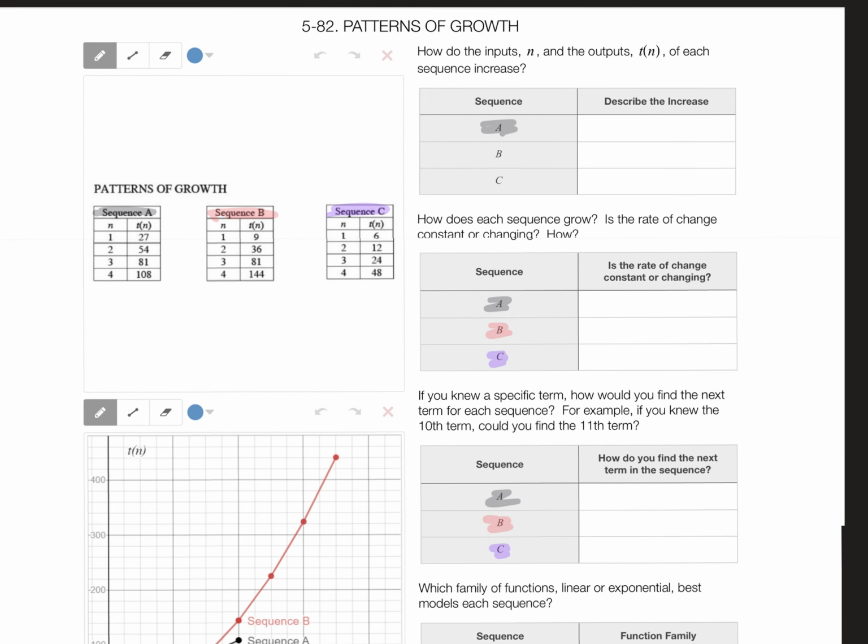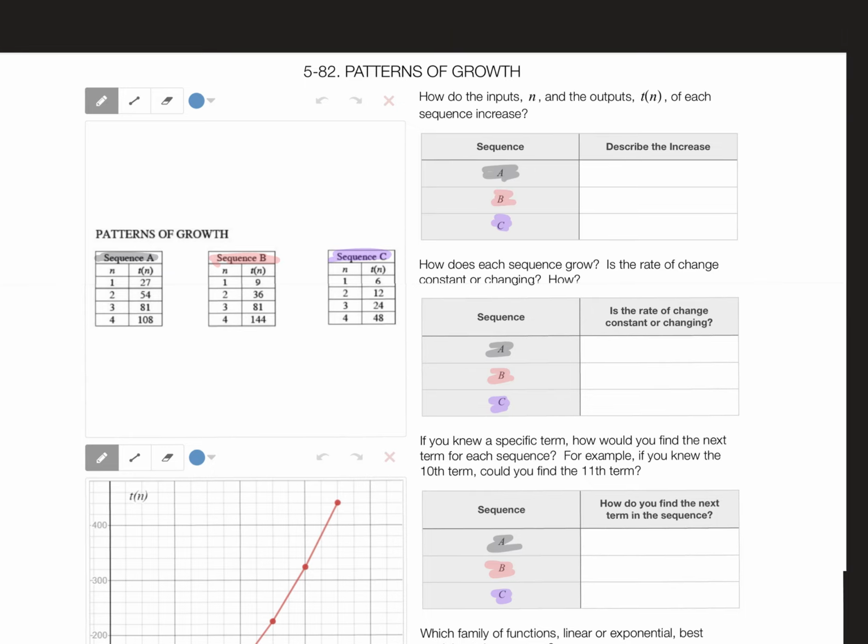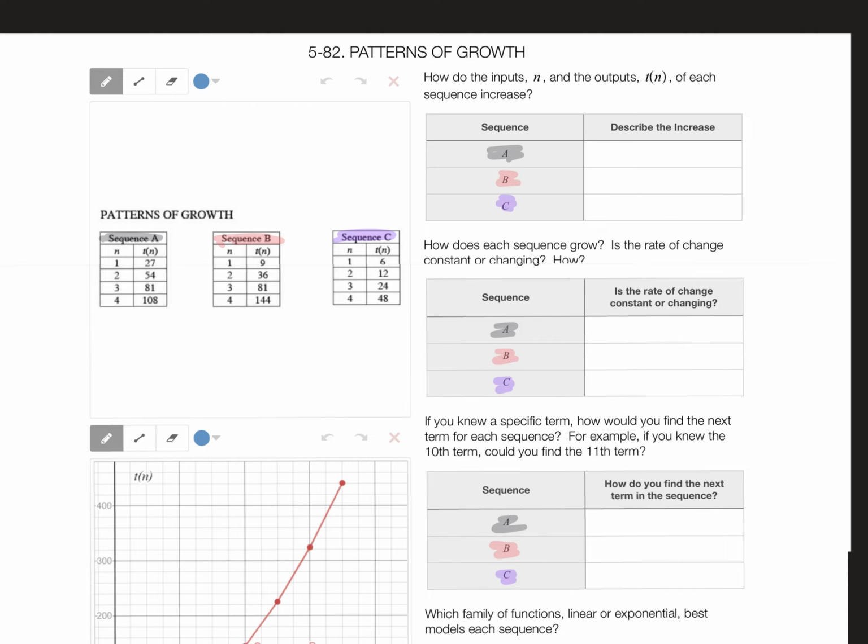So, and our tables. Let me get that highlighted here. All right, so we're just answering a series of questions about what the patterns are that you are seeing there, okay? So the first question is, how do the inputs n and the outputs t of n of each sequence increase? In other words, our n's in all of our tables are increasing by 1. So we could probably just write that for all three. And you obviously can't write that off to the side. But for each one of those individually, you could say n increases by 1 for each table. Because it's a sequence, we're talking about the first term, second term, third term. That's what n stands for.